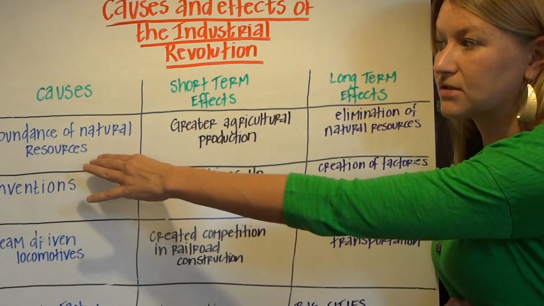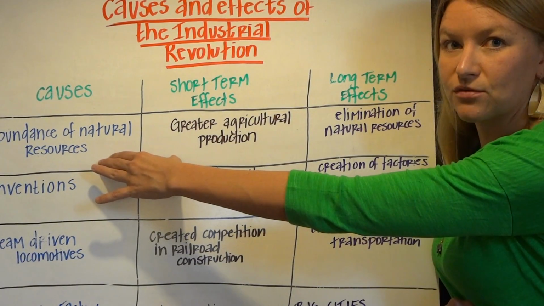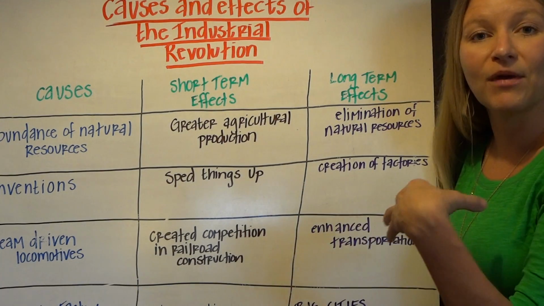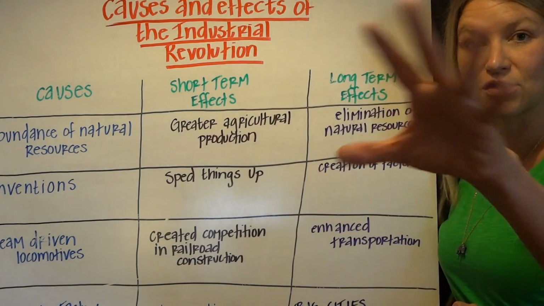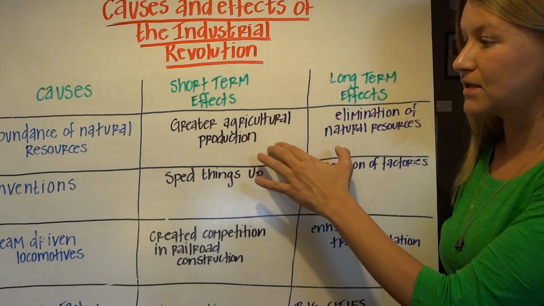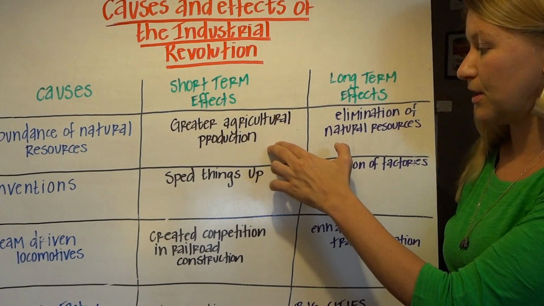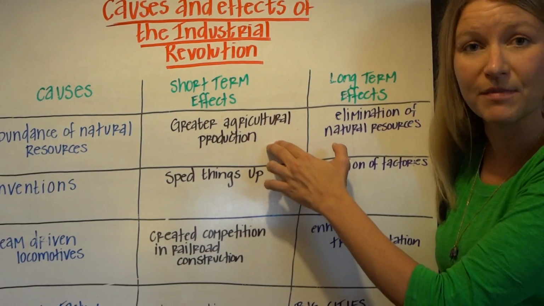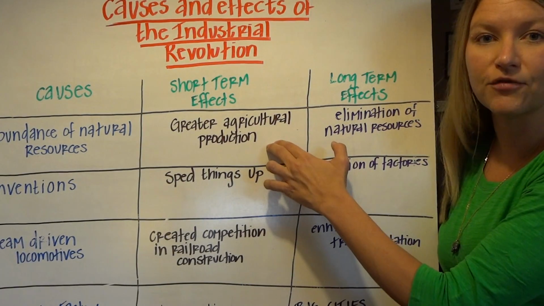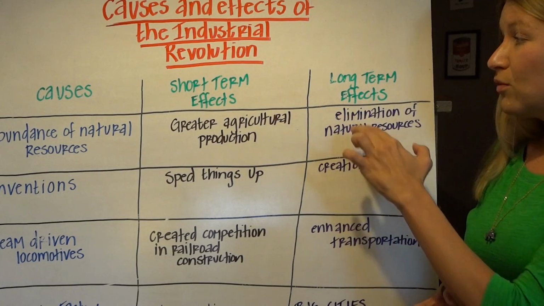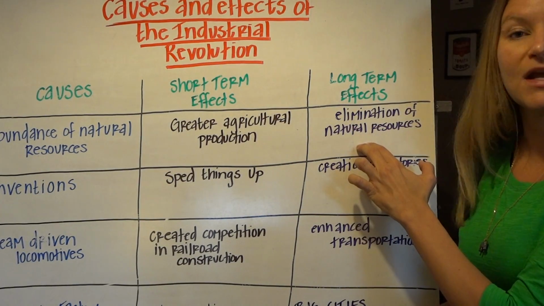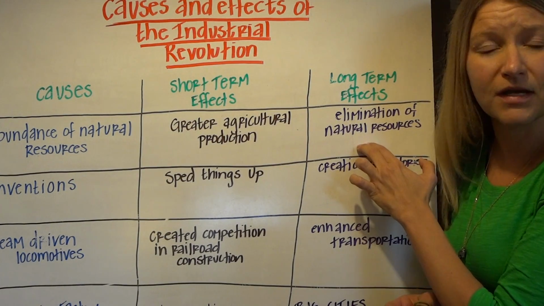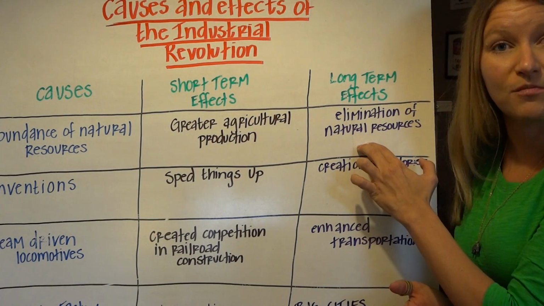So the first of the causes is an abundance of natural resources. We were spreading west, so we had all of this new land and we had all of this space to grow things on. This is going to cause a greater agricultural production. The problem with this greater agricultural production is the greater demand for food and the greater demand for using of those natural resources, which in the long term causes an elimination of natural resources, which is something that you still see people talking about today, especially with the environmental movement.